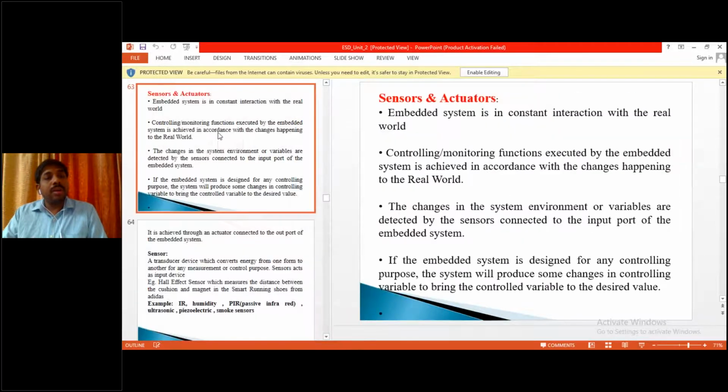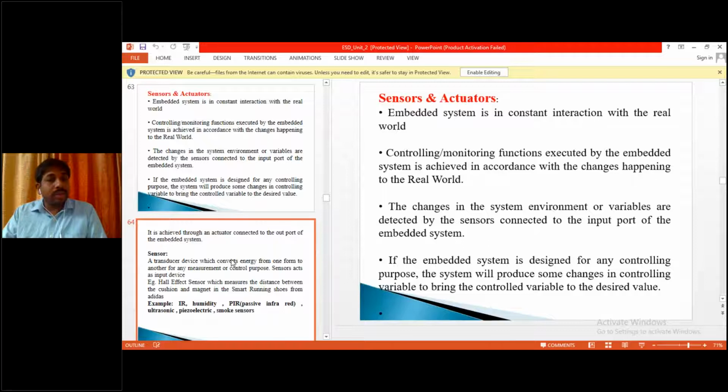Our embedded systems have to interact with the real world through sensors or actuators. This controlling or monitoring function is extended because the changes in the real world must be detected, these changes in the environment variables must be detected, and the corresponding output must be generated and given to the output ports.